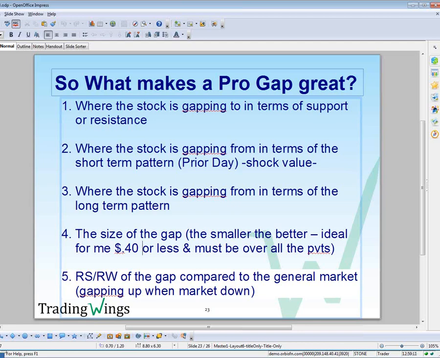Now, often you'll see a stock gap down low and it'll go right back up right away. You never got a pattern, right? But I'm talking about a stock that goes against the market and then you get a pattern that says it's going to go that same direction, and then you trade that pattern. So that's the last thing that I look for in a pro gap that makes it good.